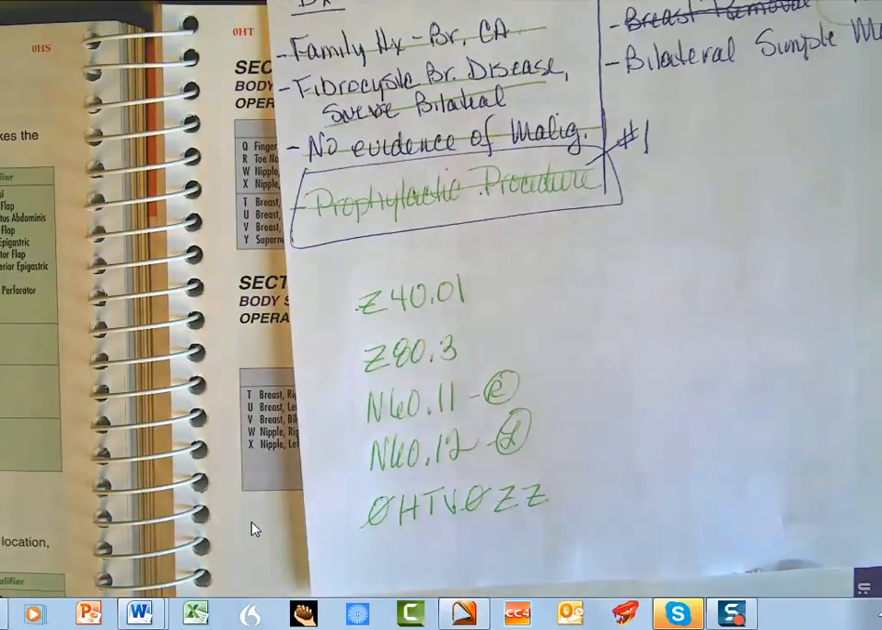Okay? So our codes for this particular case are Z40.01, Z80.3, N60.11, N60.12, and our procedure code is 0HTV0ZZ. All right, I hope that helped.